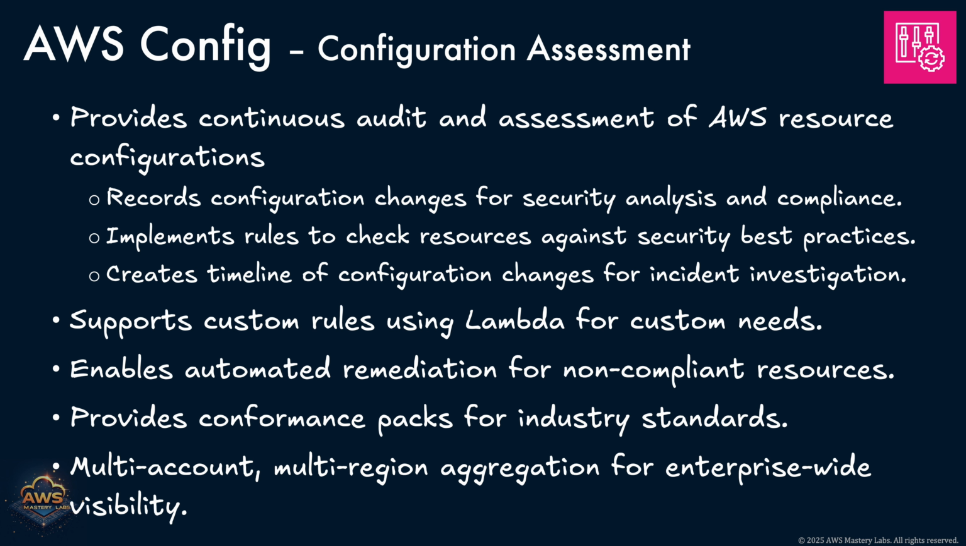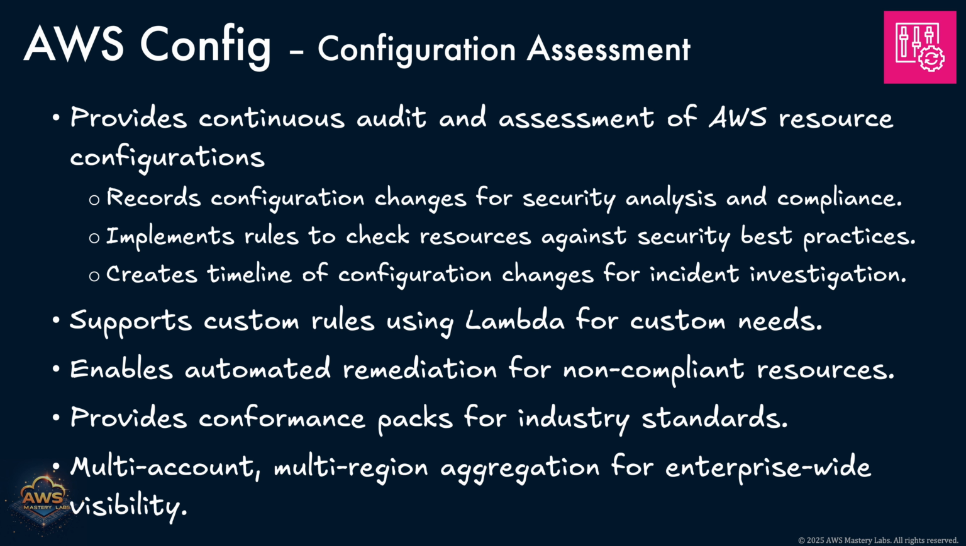But AWS Config goes beyond just flagging issues. It can also trigger automatic remediation actions. This helps reduce human error and speeds up the response to risky configurations. To simplify compliance efforts, AWS Config also offers conformance packs, pre-packaged sets of rules that align with standards like NIST, PCI DSS, HIPAA, and CIS benchmarks.